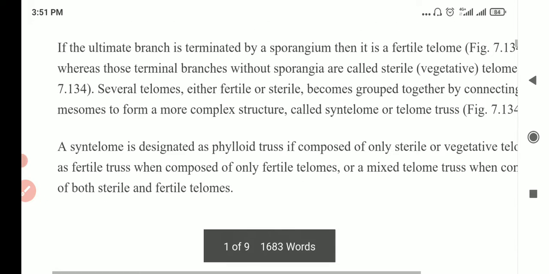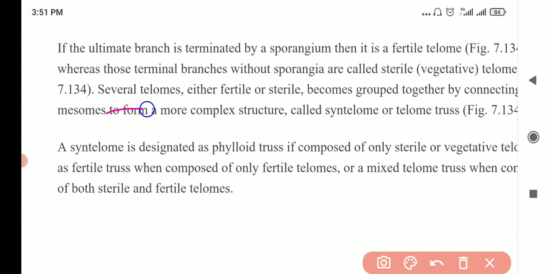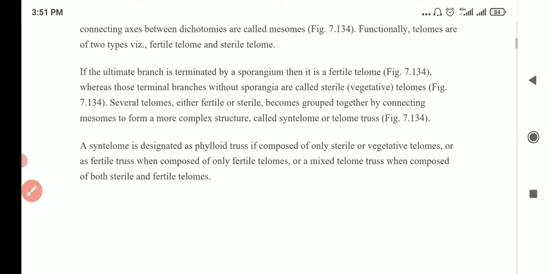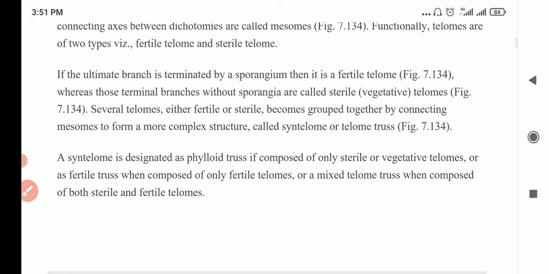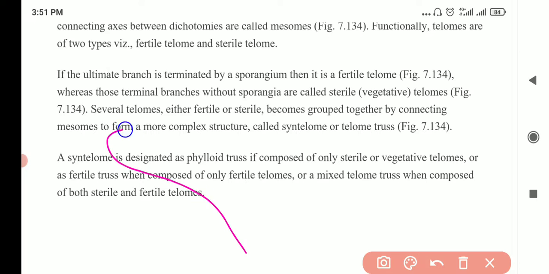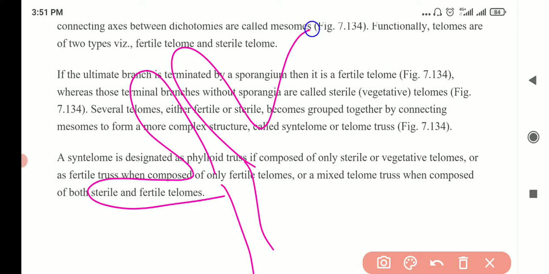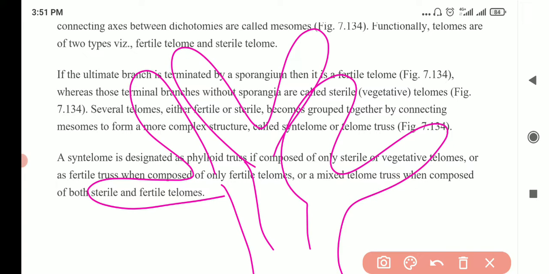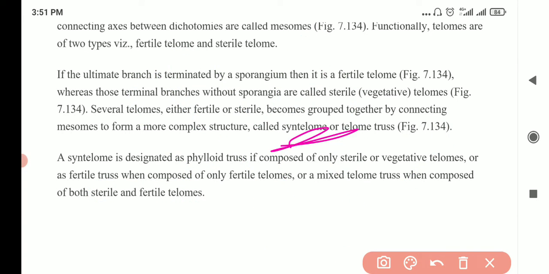Okay. So they can group together, both fertile or sterile, by connecting to form mesomes, okay? Mesome means single, okay? This one, single dichotomizing, okay? If they connect many, this will become a syntelome, or telome truss, means a branch of many dichotomizing axes.